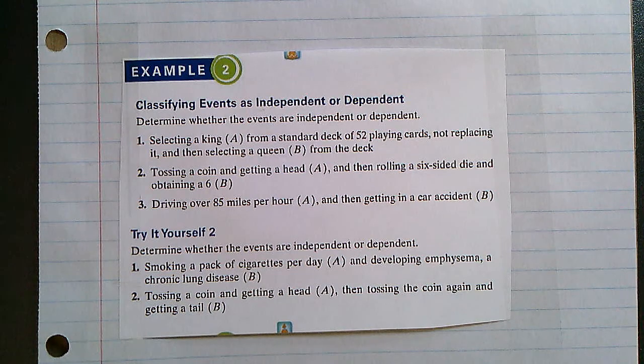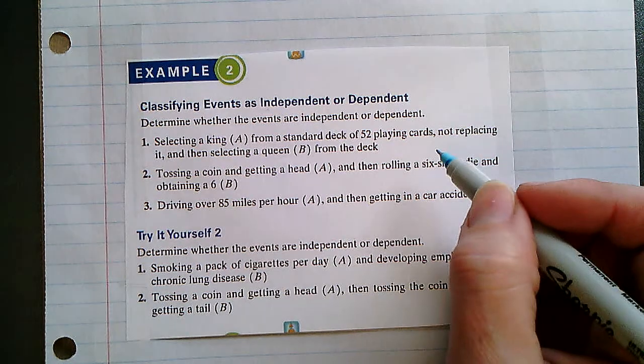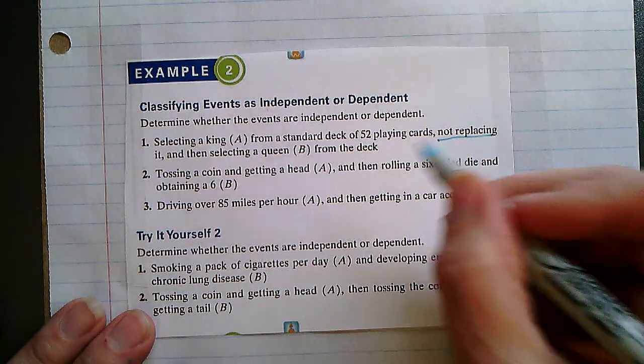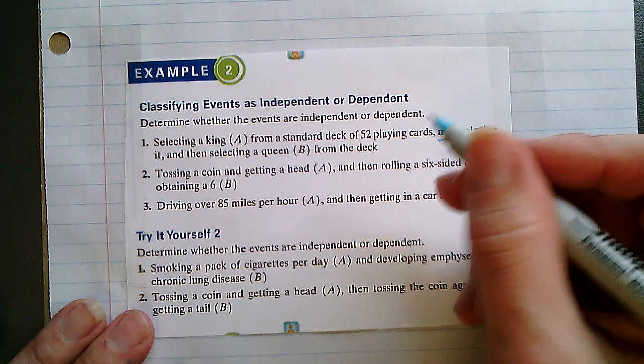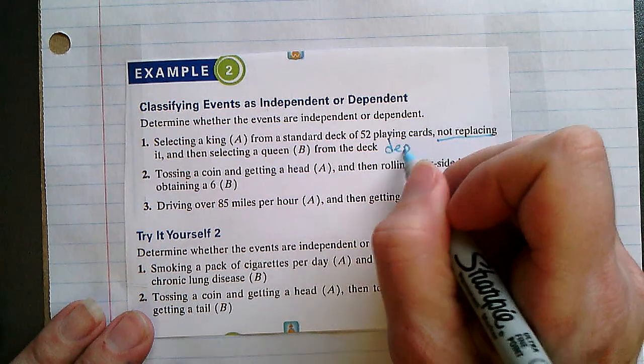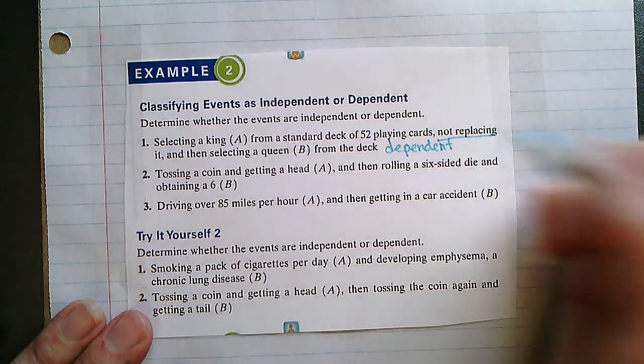So let's make some decisions about events being dependent or independent. In number 1, we are going to select a king, event A, from a standard deck of 52 playing cards, not replacing it, and then selecting a queen, B, from the deck. So right in there it says not replacing, and without replacement is going to change the probability. So these are dependent events.